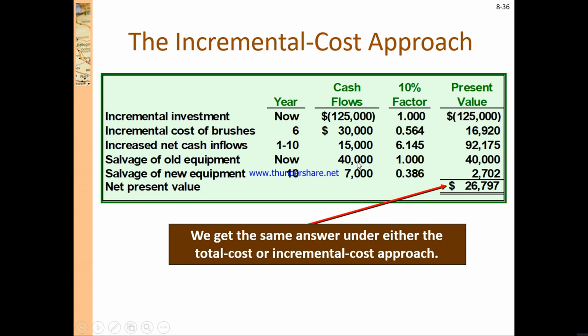And now here 40,000 cash inflow, so the cash inflow will be 40,000 for the salvage value of the equipment. Salvage value of the new equipment will also be 2,702. So the total by sum is 26,779. We get the same answer under either the total cost or incremental cost approach. That means the incremental cost system and the total cost system will give the same figure. Okay.